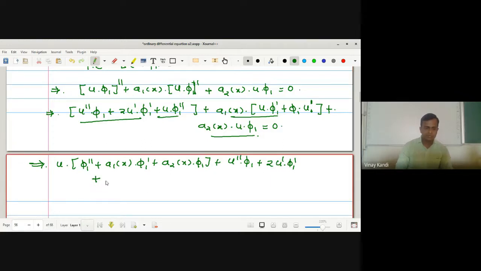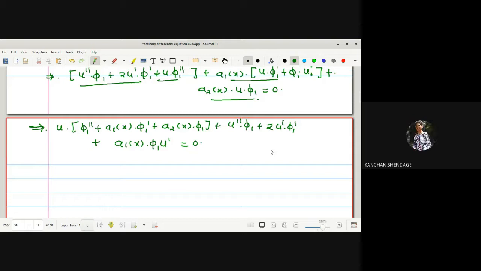Plus a1 of x, remaining terms. Okay. Phi 1 u dash is equal to 0. Okay. Any doubt up to here? No, sir.